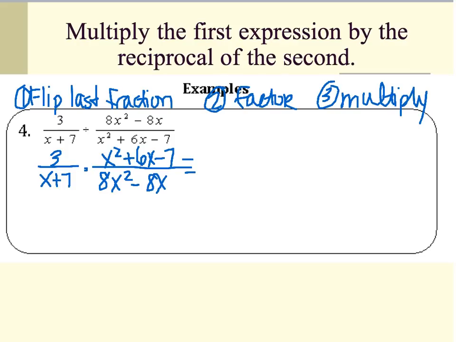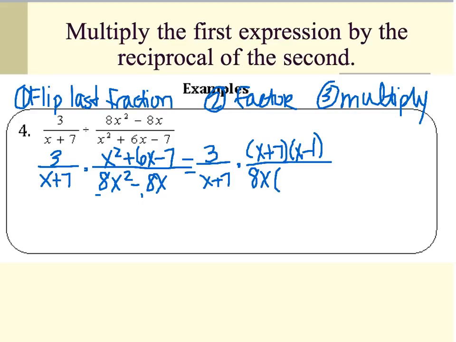The 3 can't be factored, x plus 7 can't be factored, times, let's factor this top one right here. What can you multiply to get negative 7 that adds up to positive 6? Well, that would be positive 7 and negative 1. So my top is x plus 7 times x minus 1. And on the bottom, what can I take out of both of these two terms? I can take an 8 out of both, and I can also take an x out of both. So if I factor that, I'm going to take out the 8x, and I'm left with x minus 1.